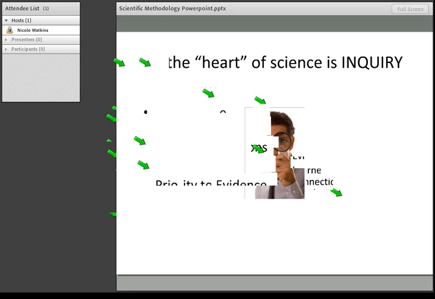So inquiry is all of those facets put together. Having a scientific question, designing an experiment to test that scientific question, making observations, collecting data, and then analyzing that data and putting it all together to come up with a valuable and valid conclusion.